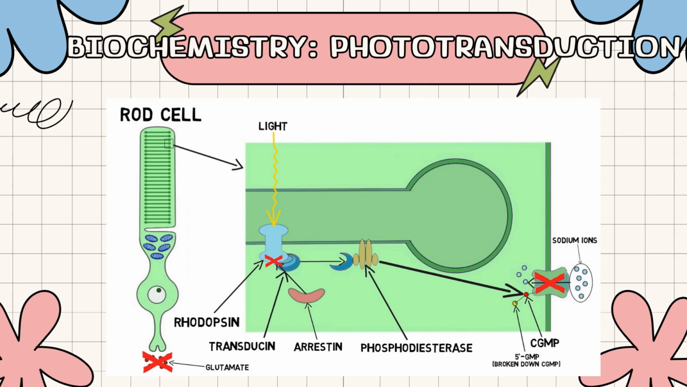Rod cell then returns to its normal state quickly after the activated rhodopsin is inactivated. Arrestin will bind to rhodopsin, which will inactivate opsin. Therefore, opsin cannot form transducin. This restores the retinal to its original configuration to be ready to absorb light again.